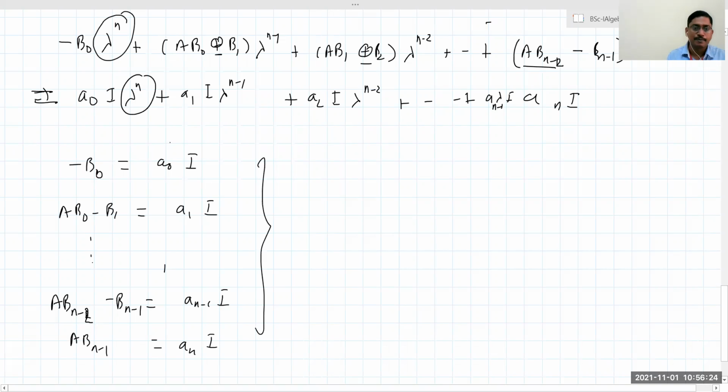What coefficients do we need here? Instead of A, here we need A raised to n, here A raised to n minus 1. So you multiply this by A raised to n on both sides. You multiply this by A raised to n minus 1, and so on. You multiply this by A, and A raised to 0 means multiply by I, and then add all those things. After multiplying, add all those things.